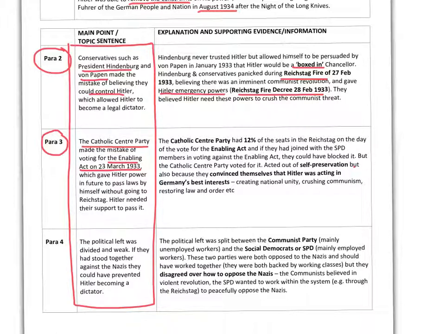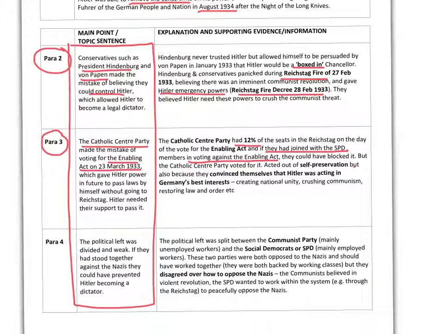Now, the Catholic Centre Party had 12% of the seats in the Reichstag. If they had joined with the SPD in voting against the Enabling Act, they could have blocked it, because the SPD did vote against the Enabling Act when the vote happened on the 23rd of March.